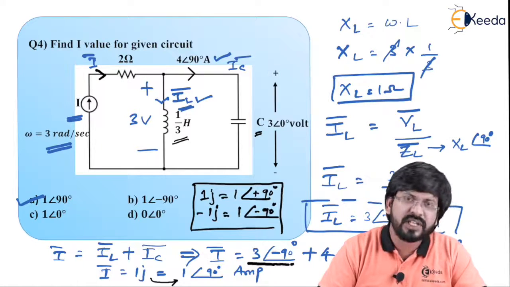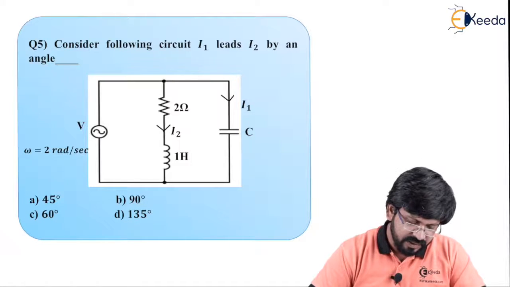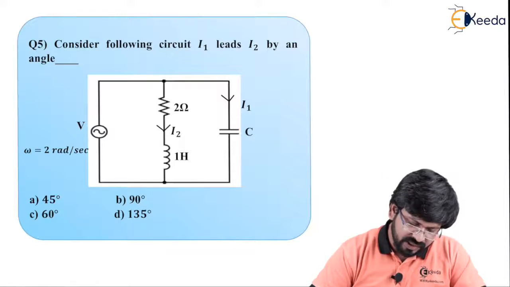I'm sure you understood this problem. It was very easy. Let's move to the next problem now. Question number 5 has now appeared on your screen. It says, consider the following circuit.